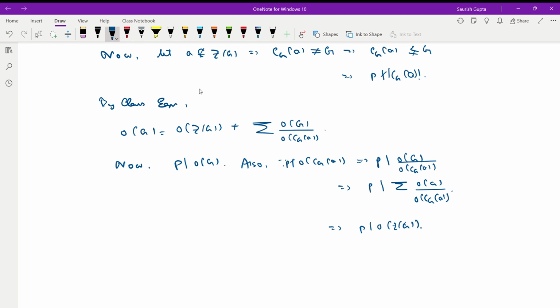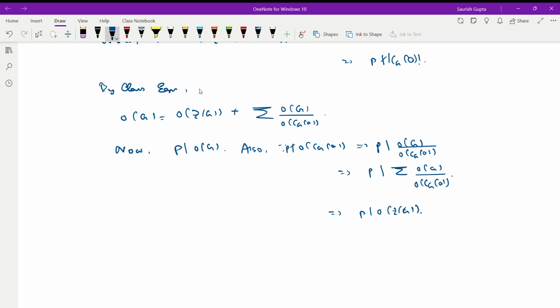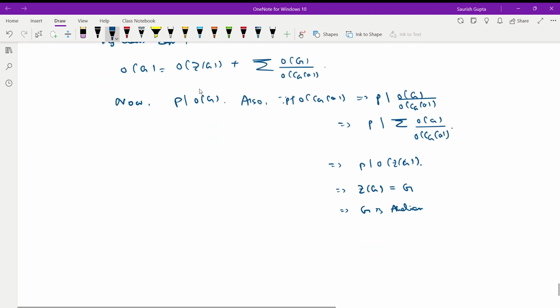But if P divides the order of the center of G, and the center of G is a subgroup of G, this immediately means, by our assumption, that the center of G must be equal to G. But if the center of G is equal to G, then G is abelian. So if G is abelian, then it follows from the Cauchy theorem for finite abelian groups.